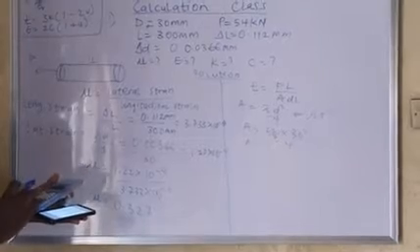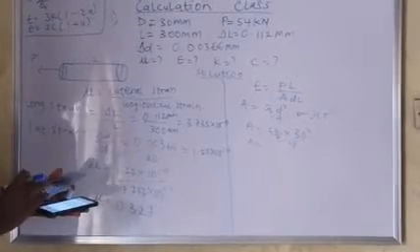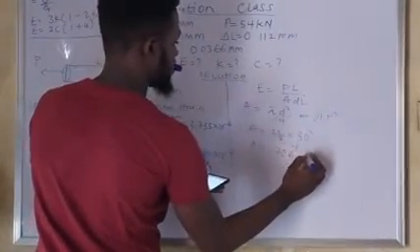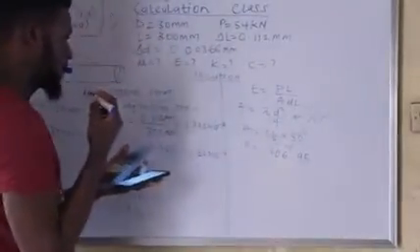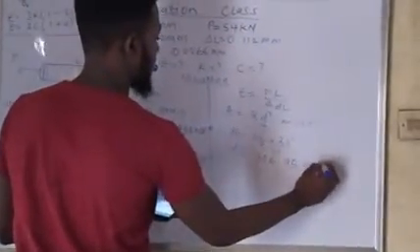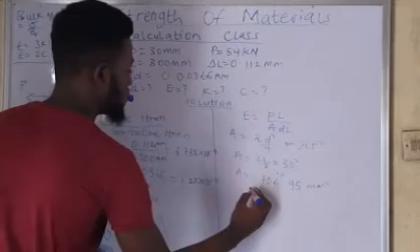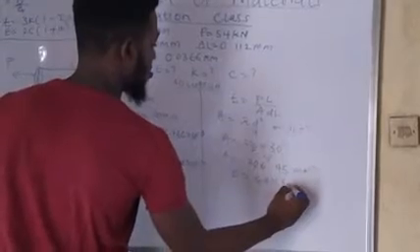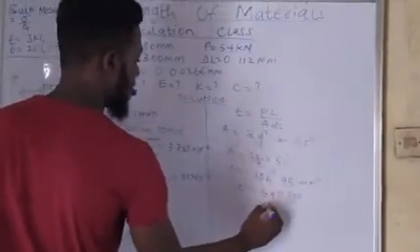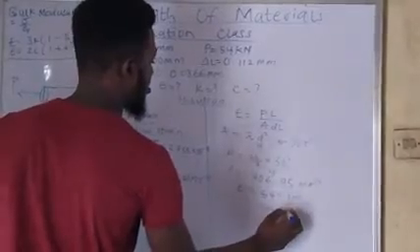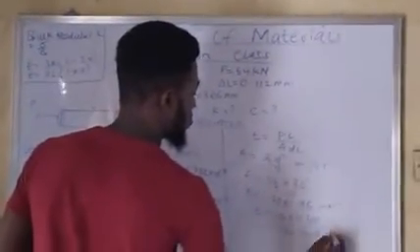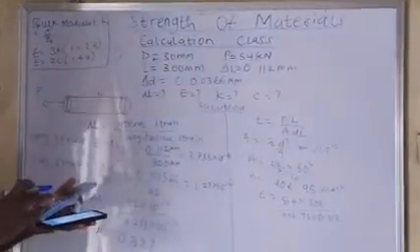So A will be giving me 900 divided by 4. It will give me 706.95. Okay, that's in millimeter square. So I have my area, so I can calculate my E now. Since E equals 54 times L, which is 300, over A, which is 706.95, times the change in L, which is 0.112.